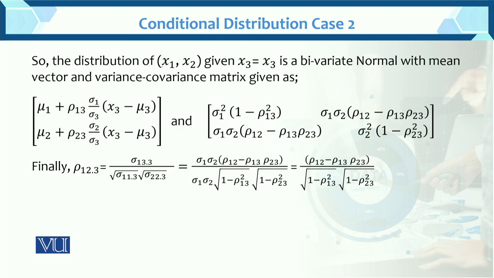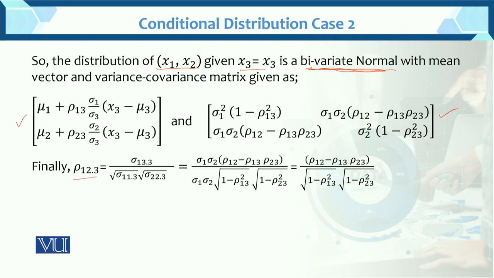So the distribution of x1, x2 given x3 is a bivariate normal. x1, x2 की distribution, given x3 की distribution किसको follow कर रही है? This is the bivariate normal with mean vector, and the variance covariance matrix is given as, this is the mean vector and this is the variance covariance matrix. किसकी bivariate normal distribution की.